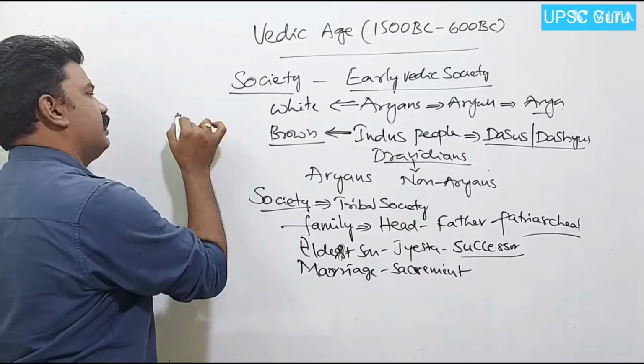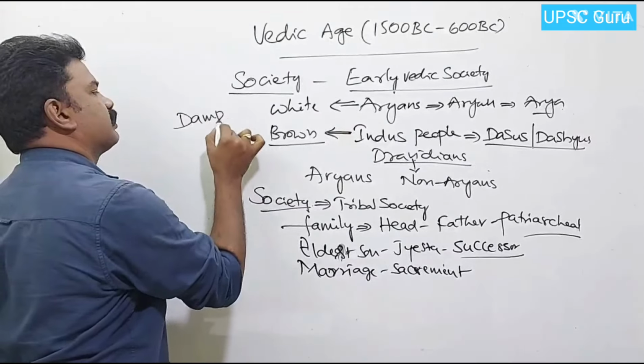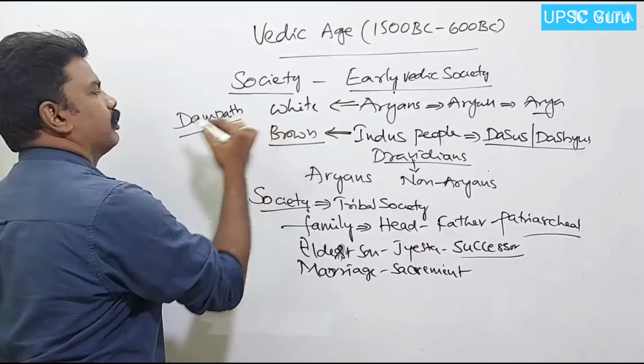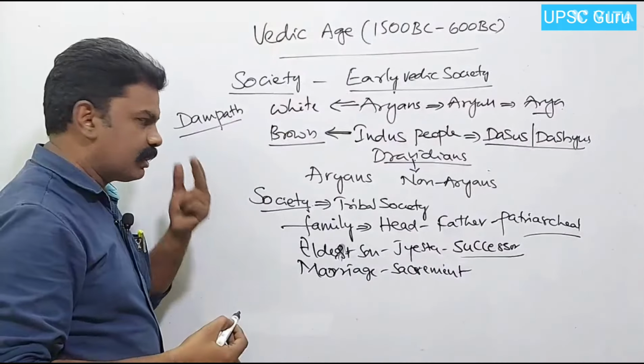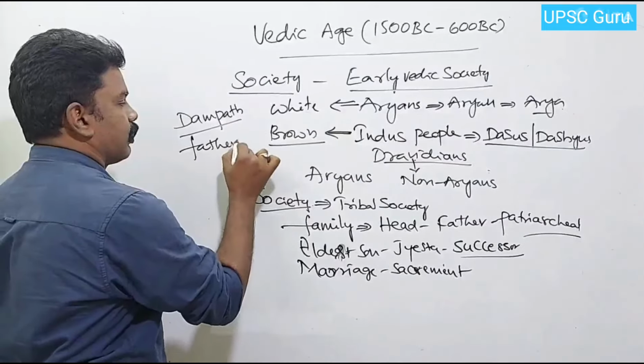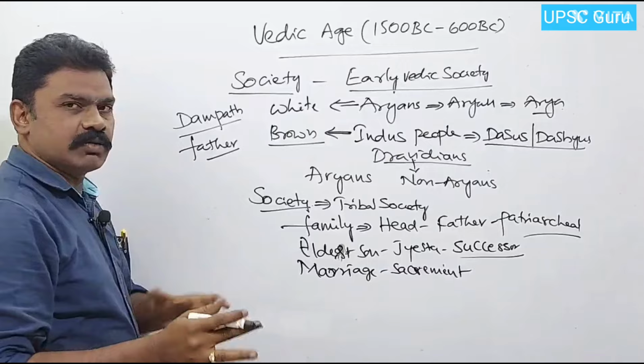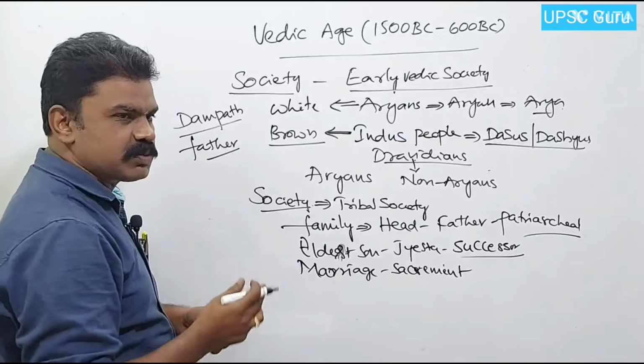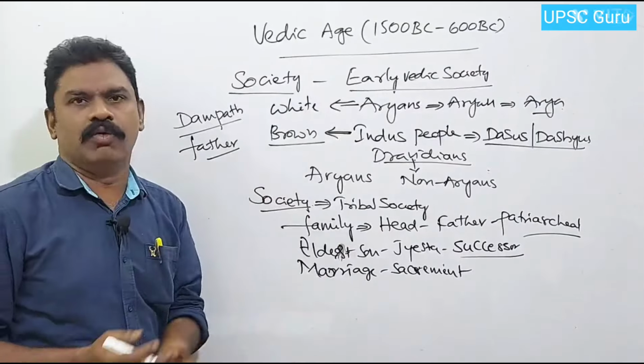The head of the family is also called the Dampat, the father. People should always listen to the words of the father. The father would give punishments as well as love.